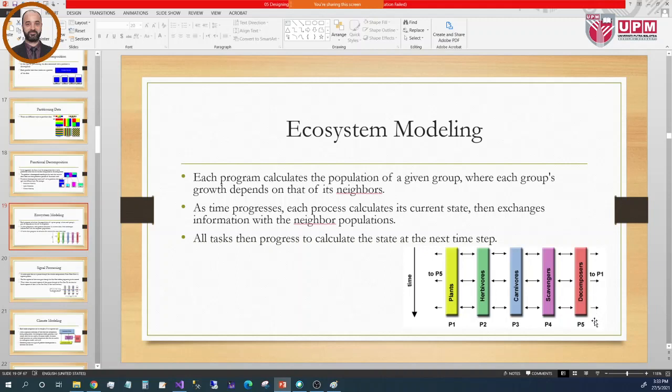Actually English is not my mother language, that's why it's very hard for me also to read this.